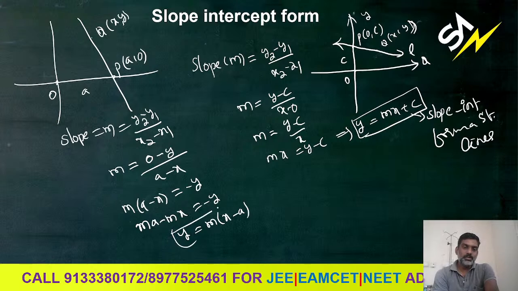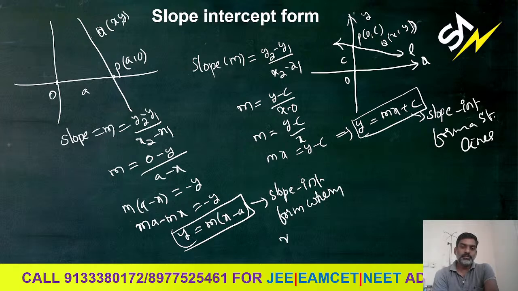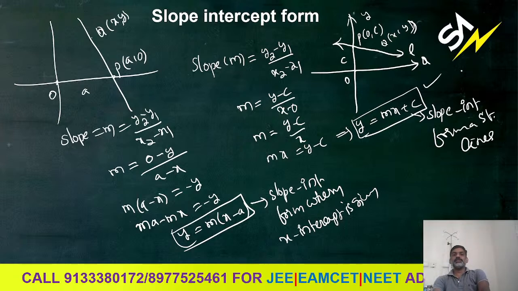Y is equal to m of x minus a. This is also called slope intercept form when the x intercept is given. Generally we can use y is equal to mx plus c, that is the slope intercept form. And y is equal to m of x minus a is also the slope intercept form when the x intercept is given. Right? I think examples are not required here because it is simple.